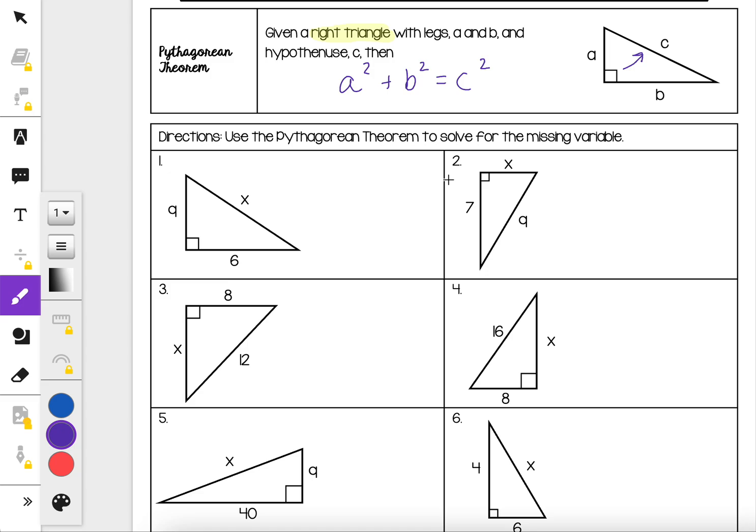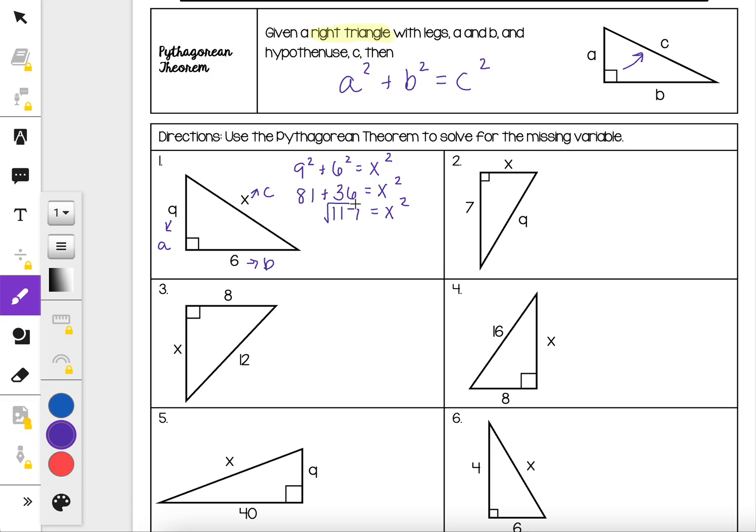So let's do a couple examples of using the Pythagorean theorem to solve for a missing side of a triangle. So in number 1 here, we're given the two legs. Our two legs are 9 and 6. So this is my A, this is my B, and we're looking for that hypotenuse x, which in our Pythagorean theorem is the variable c. So we're going to take these numbers and just plug them straight into our formula. So 9 squared plus 6 squared equals x squared. I'm going to evaluate those powers. So we have 81 plus 36 equals x squared. And we get 117 equals x squared.